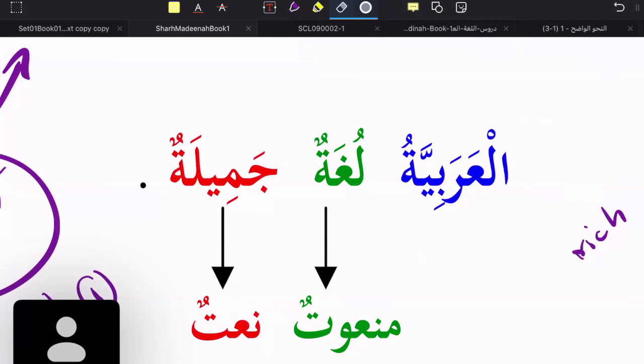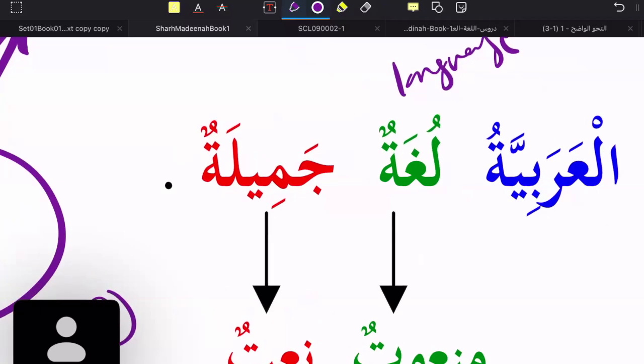Lugha is what? Language. Jamila. See, lughatun jamilatun. So lugha is feminine. We need an adjective that is also feminine. So Arabic is a beautiful language.